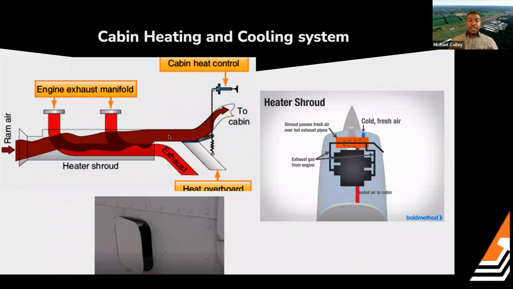But I think it's very efficient, at least, right? It sends it straight into the cabin. That's why when you turn on the cabin heating control, it's just an on and off, because you're just opening that door to the heater system and you're closing it.